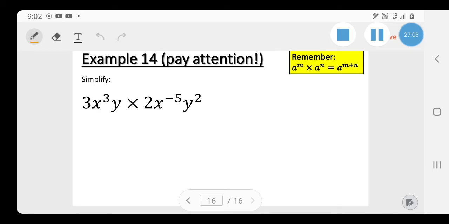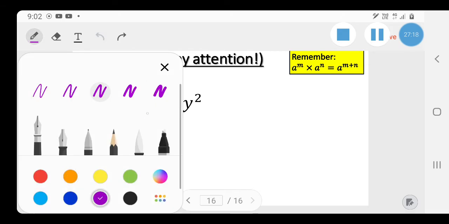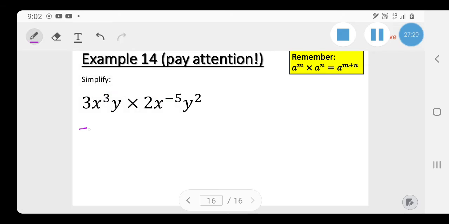All right, now one more question that I really want you to pay attention to, all right, because something weird happens here as well. Okay, so let's follow our process. Why am I working in the wrong color? Excuse me. All right. 3 times 2 is 6. Now I have an x and a y here, some x and y action over here.